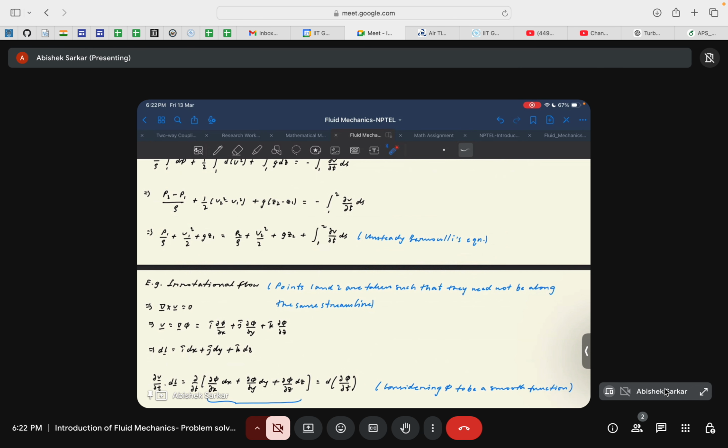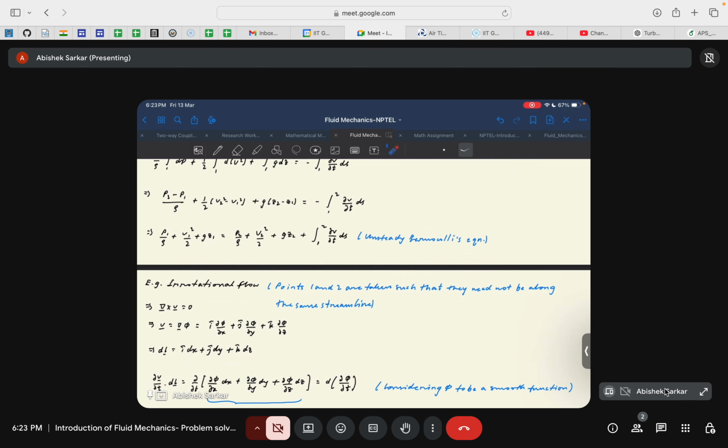Now we consider a case where the flow is irrotational. If the flow is irrotational, as I mentioned, this equation becomes valid for any two points along a streamline, but not this. Bernoulli's equation becomes valid across any 2 points along a streamline. Let us see what happens if the flow is irrotational. If the flow is irrotational, you can represent the velocity vector as the gradient of a scalar field, which is the velocity potential.